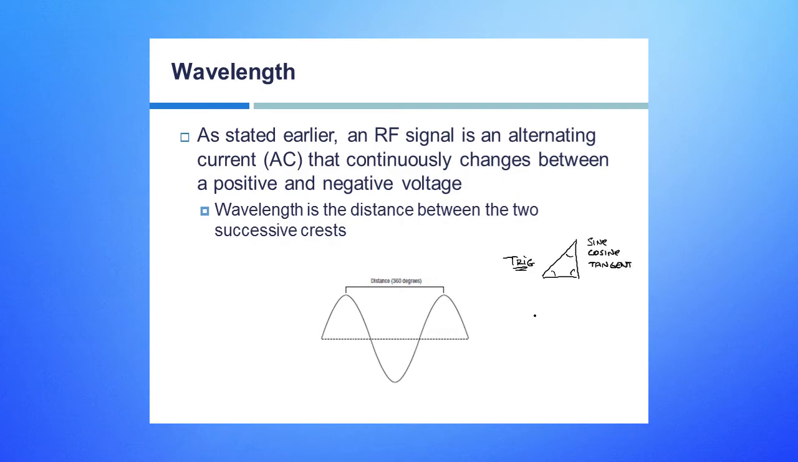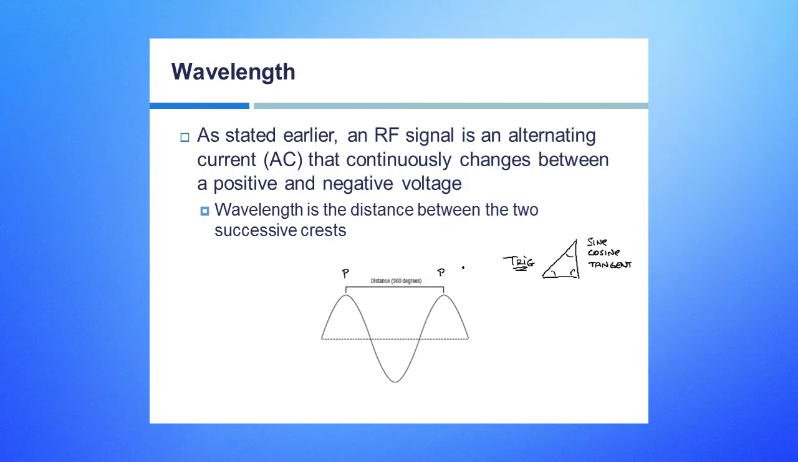Anyway, I'm bringing this up to just kind of get an idea of why we have these measurements between distance called 360 degrees on a sine wave. So basically when we see the peak, the positive, and the next peak, the next positive signal, the distance in between that we're going to say is 360 degrees.